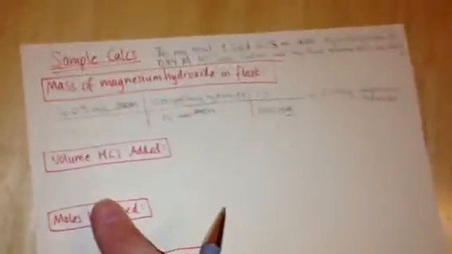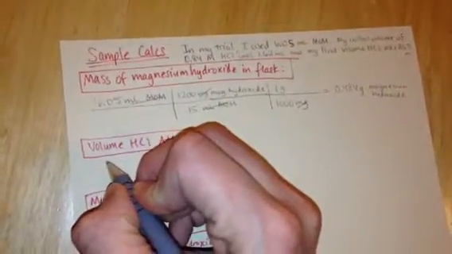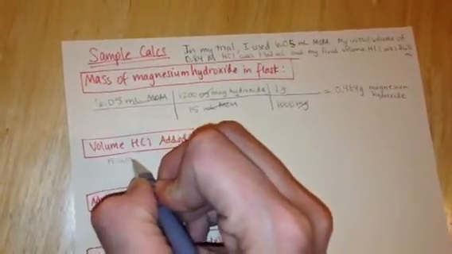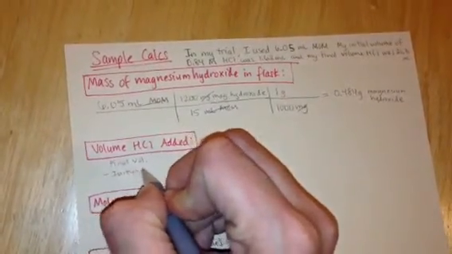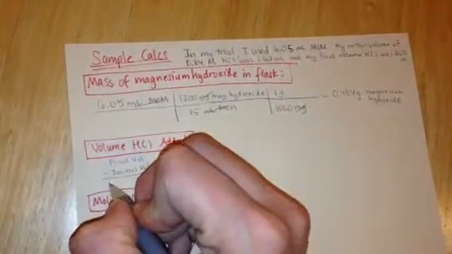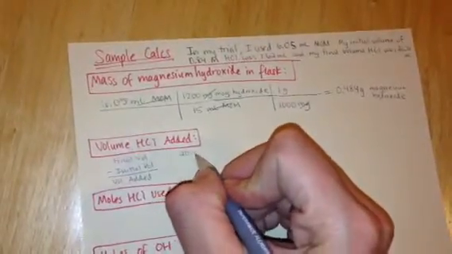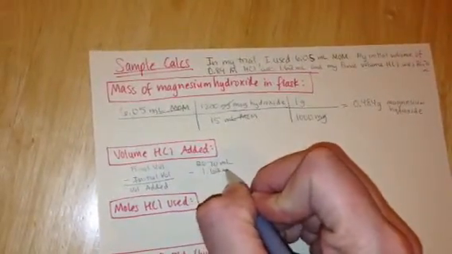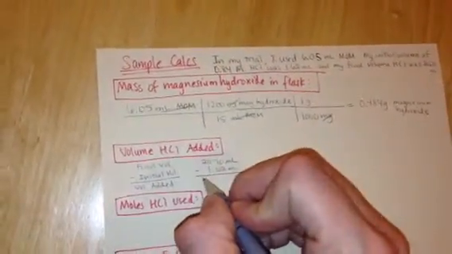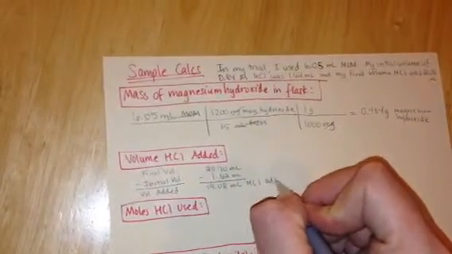A minor calculation you may have already done is the volume of HCl added. Here you just do your final volume minus your initial volume of HCl to get your volume added. In my case, my final volume was 20.70 milliliters. My initial was 1.62 milliliters. And so my volume of HCl added was 19.08 milliliters. And you may have already done that.